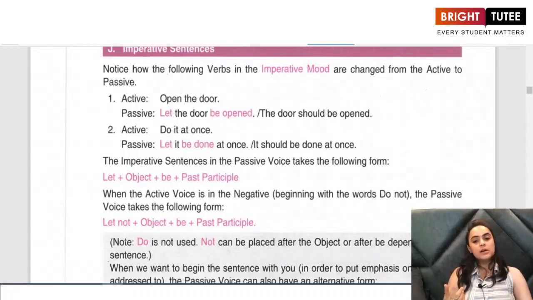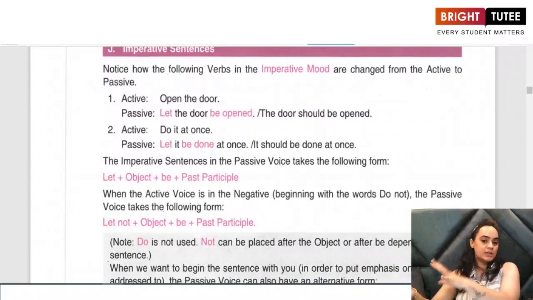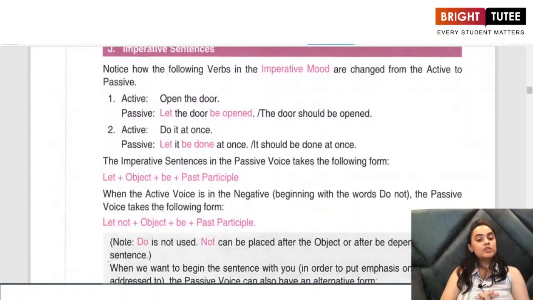Then we also learned that when changing an active to passive, we change the subject of the active to the object of the passive and the object of the active to the subject of the passive. Then we learnt about the changes that will take place in the pronouns when changing from active to passive, and also the changes that will take place in the verbs when changing active to passive.